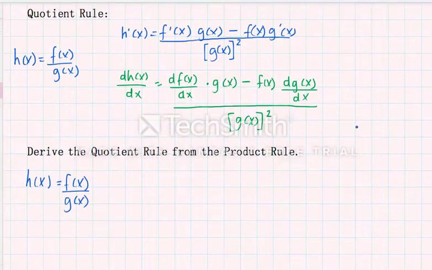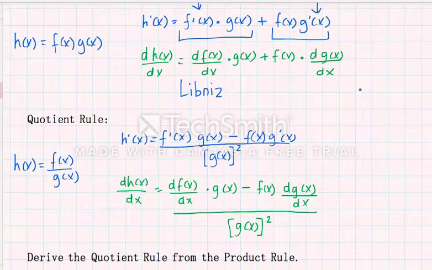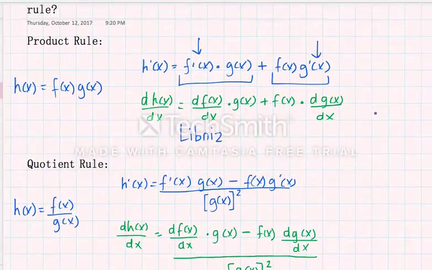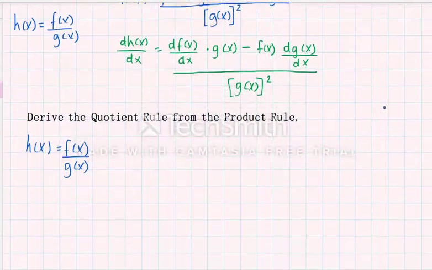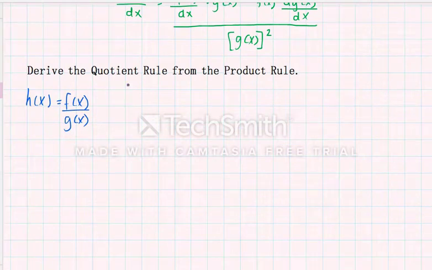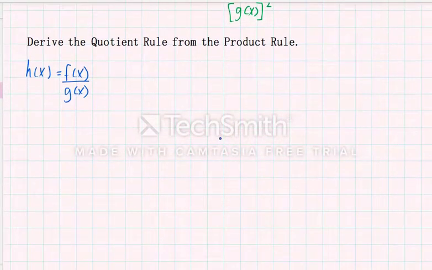Now let's see how we can derive the quotient rule from the product rule. I don't know why teachers ask that, but they do, and it's good to know how to do that. So here is our quotient. We want to derive the quotient rule from the product rule. So the first thing to do is to rewrite this quotient as a product.